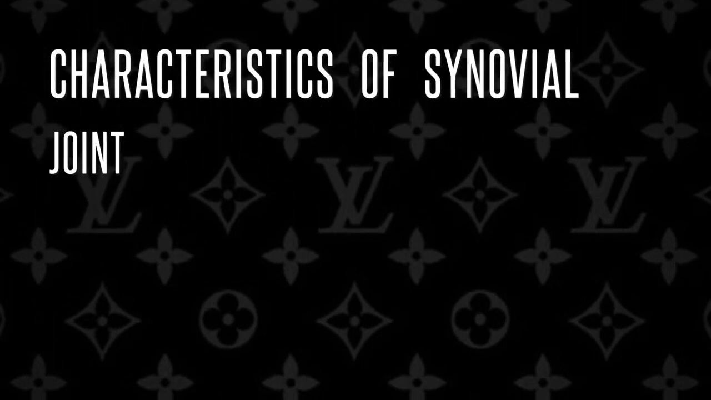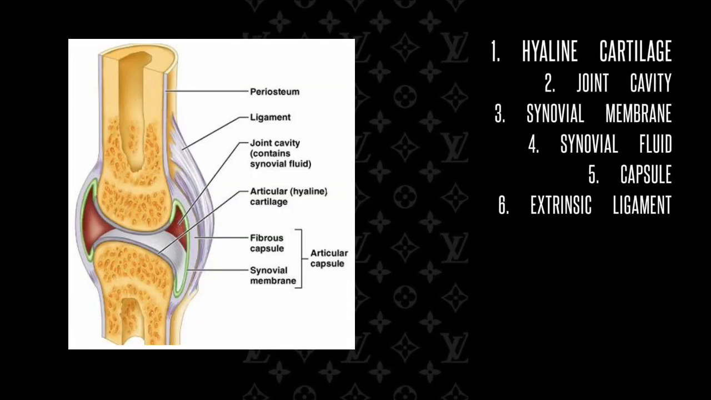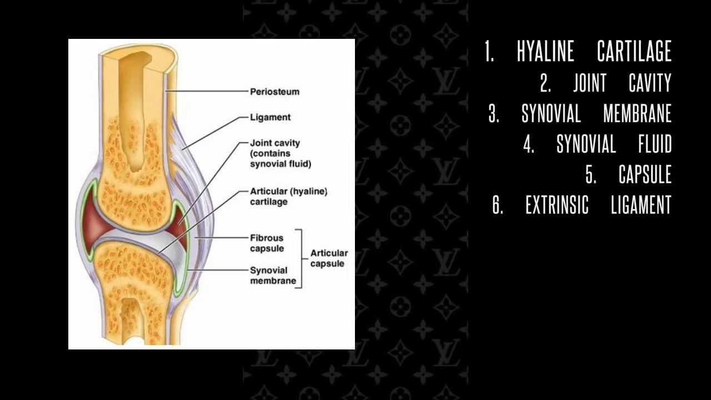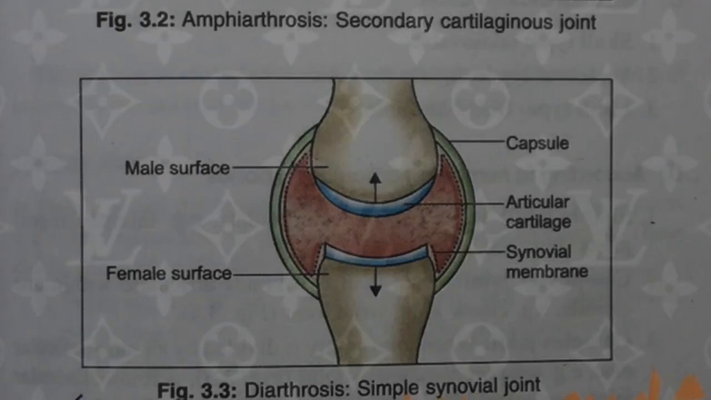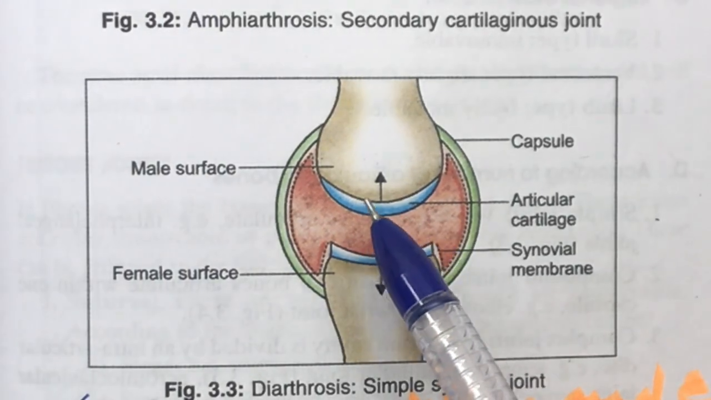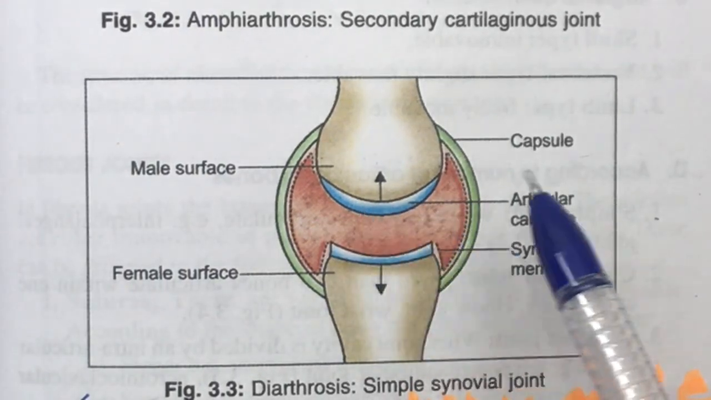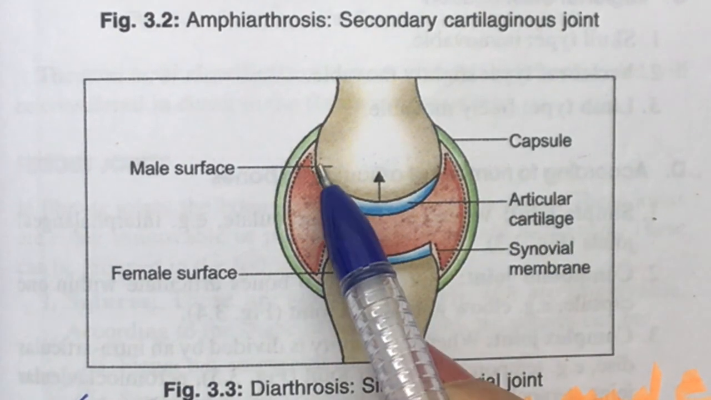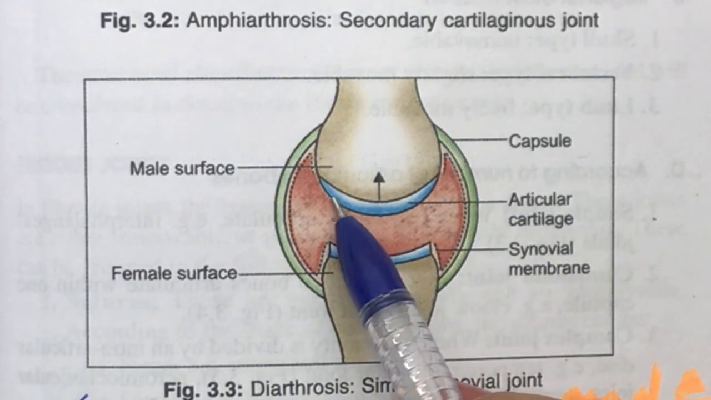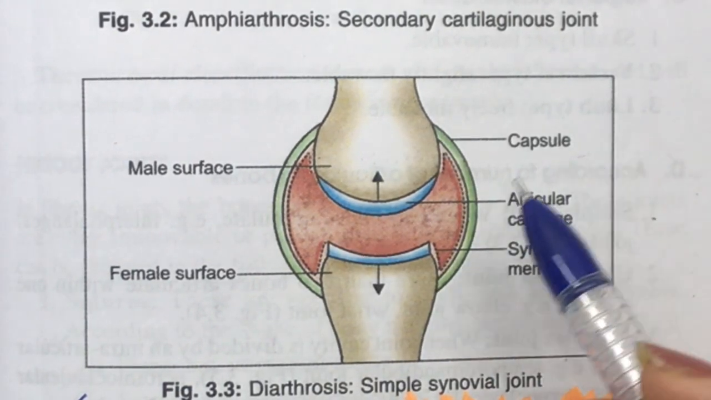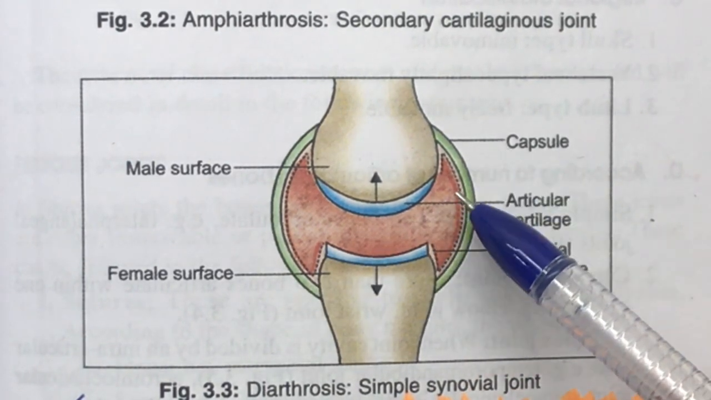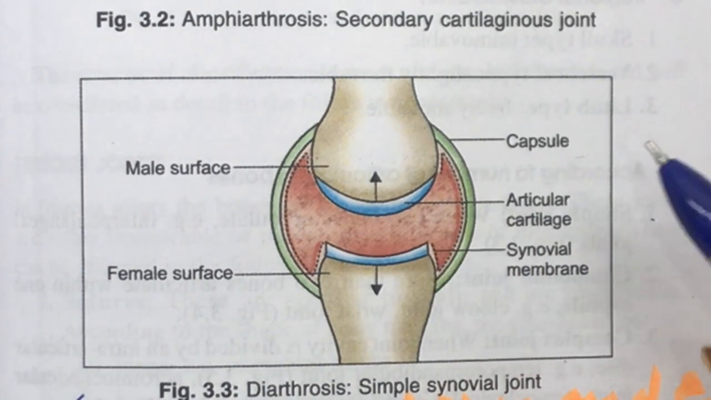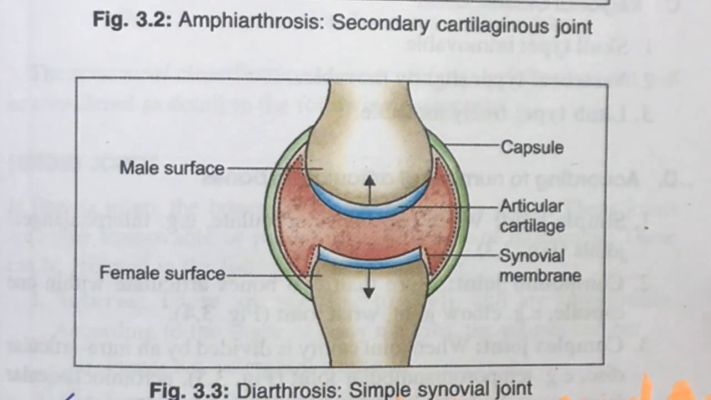Next, we move on to the characteristics of a synovial joint: hyaline cartilage, joint cavity, synovial membrane, synovial fluid, capsule, and extrinsic ligament. Here we have the hyaline cartilage, also known as the articular cartilage, because it covers the articular surface of the bone. And this is the joint cavity, which is filled with the synovial fluid.